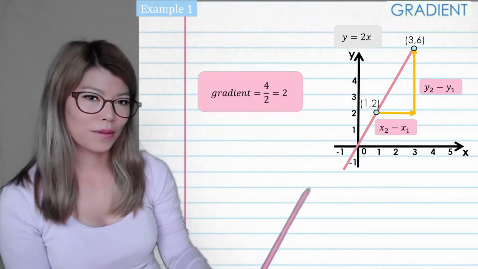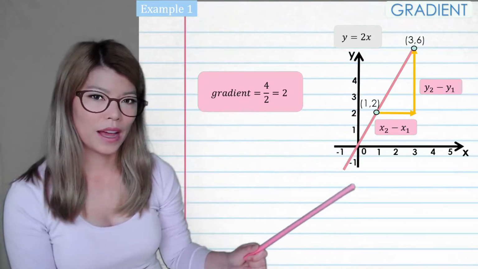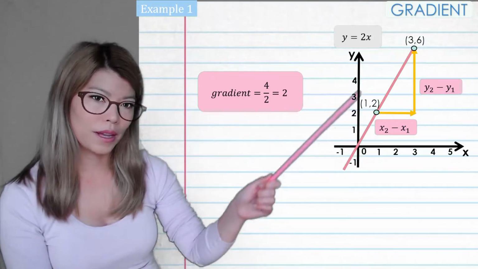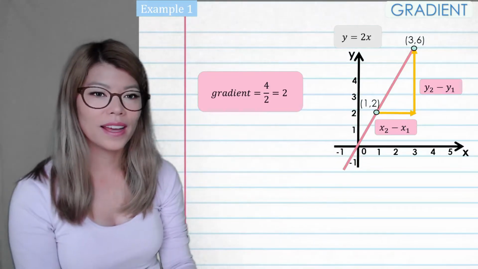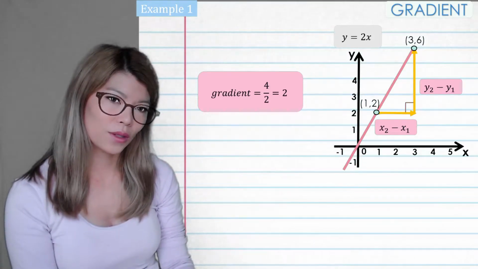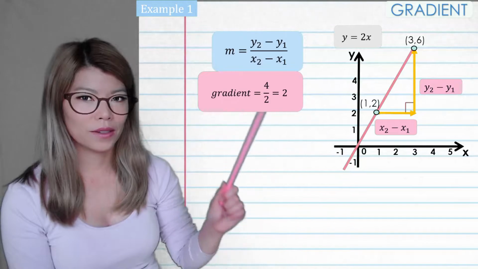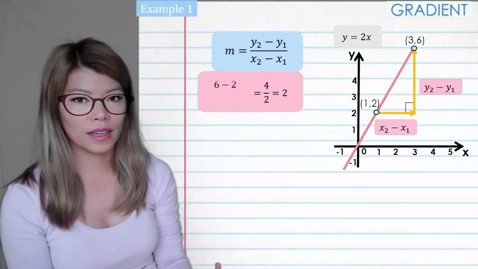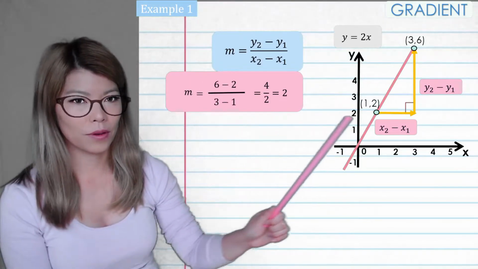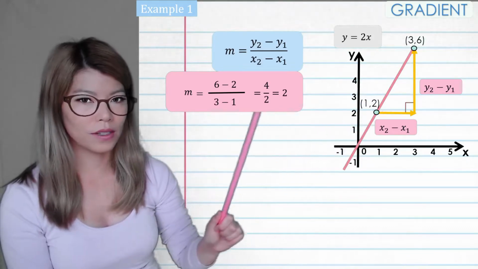Let's have a look at this graph over here. Here we have the setup to describe the gradient. We have the rise, y2 minus y1, and the run, x2 minus x1. And we can calculate it using that formula over there. And that would give us the same gradient as saying rise over run, which is 2.